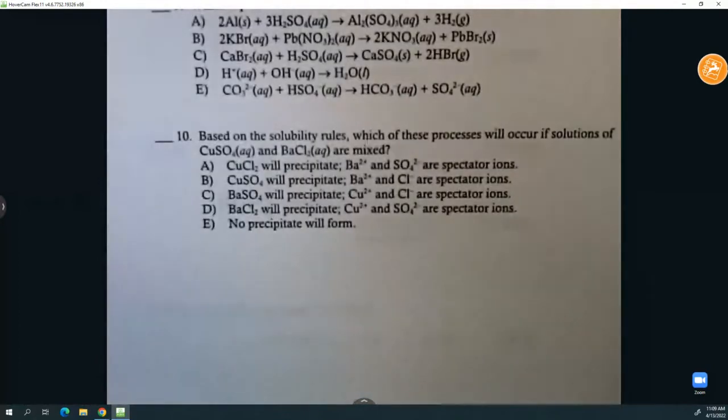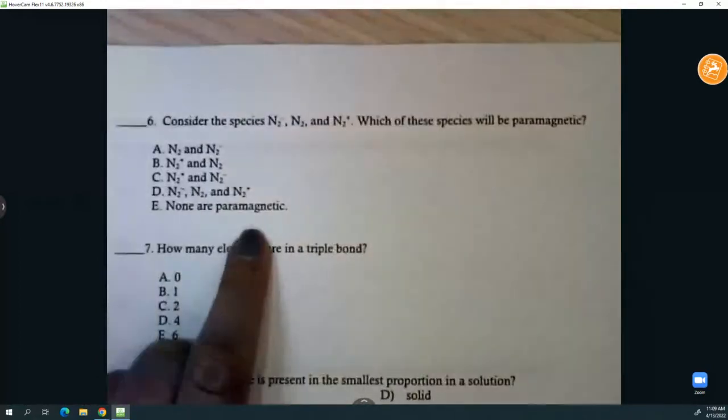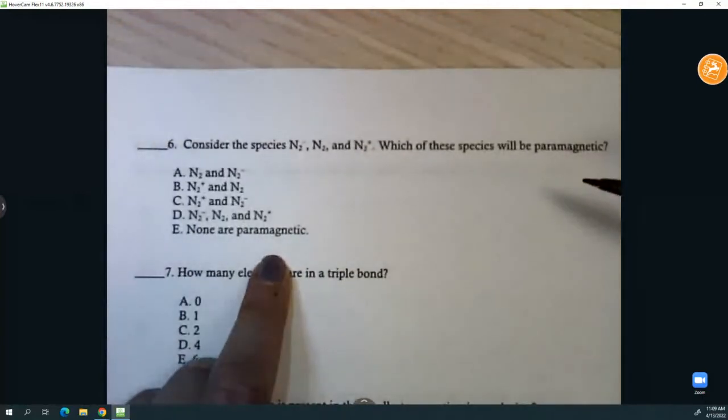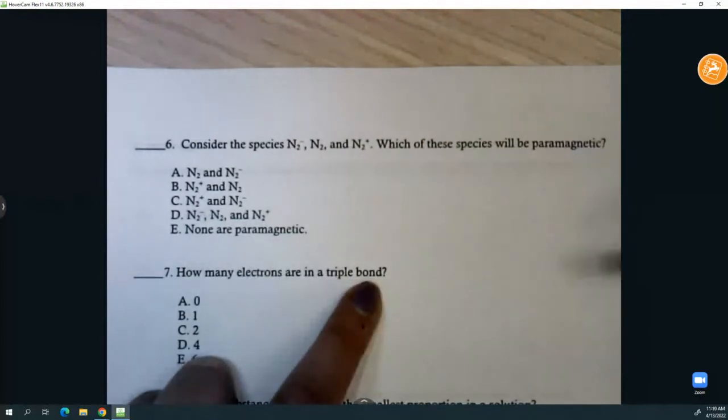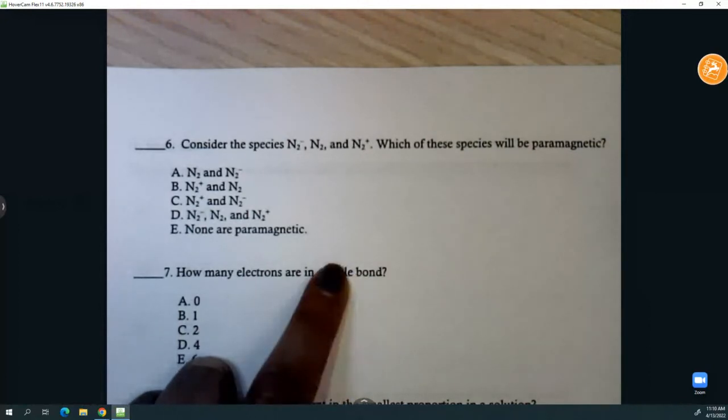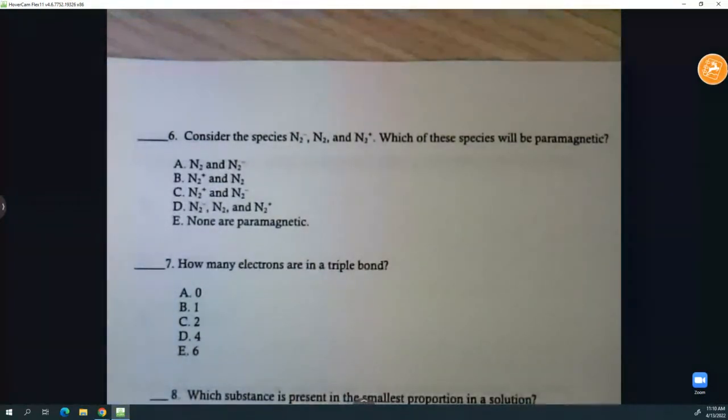All right, page 1 is done. Page 2. All right, consider these species. Which of these species will be paramagnetic? Okay, to determine if it's diamagnetic or paramagnetic, I really need to do a molecular orbital diagram.